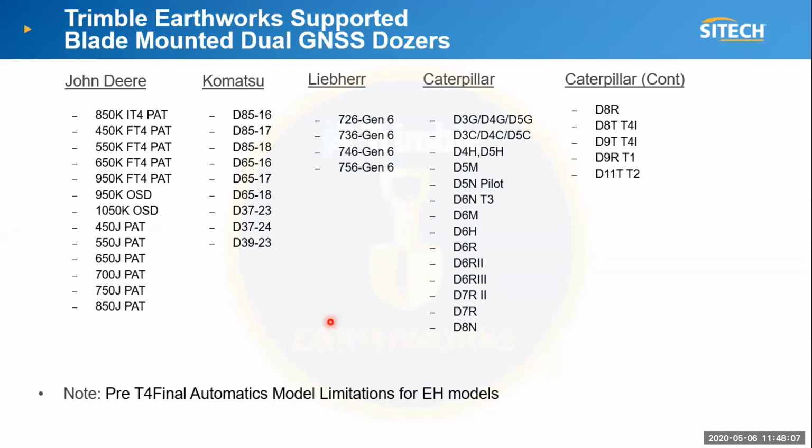Just a note on these machines concerning the pre-Tier 4 final models, particularly the electronic hydraulic models. There is a slight limitation on which models can be fitted out with blade-mounted Earthworks. So please just check with Cytec, get the serial number, have a look. Let's see if we can get that equipment onto your machine so that you can benefit from that technology.